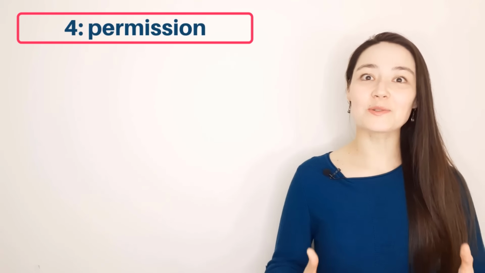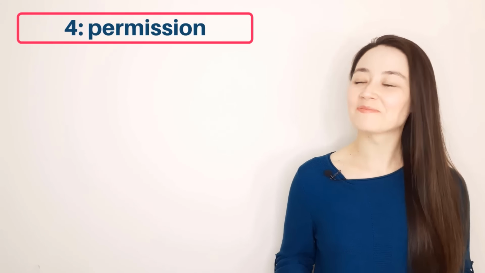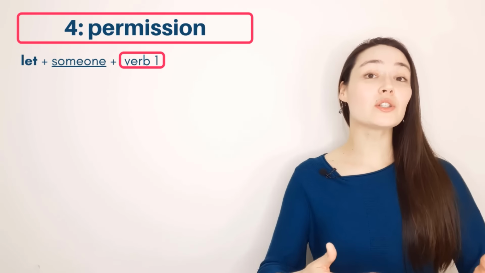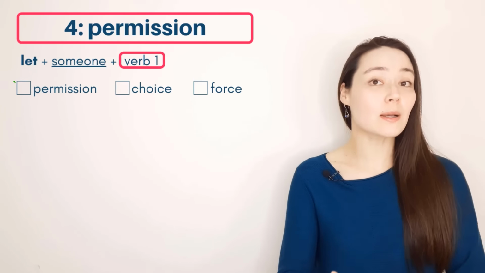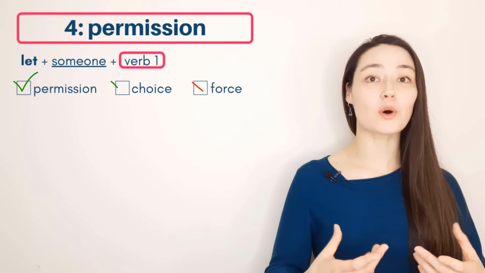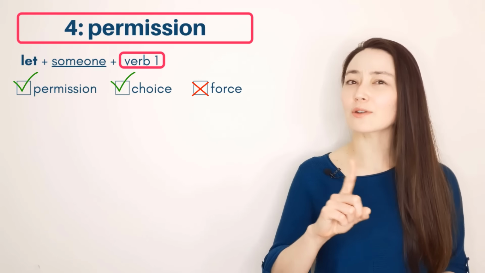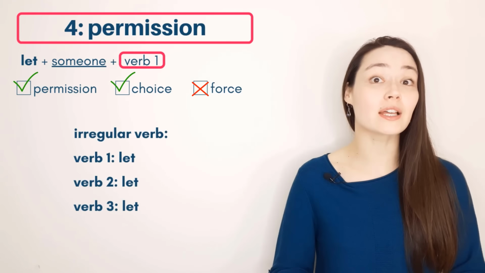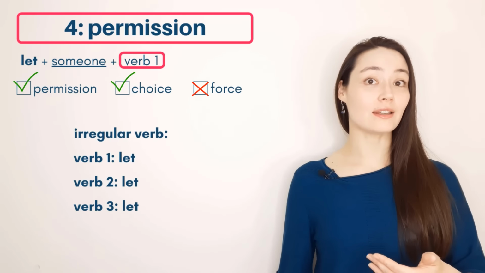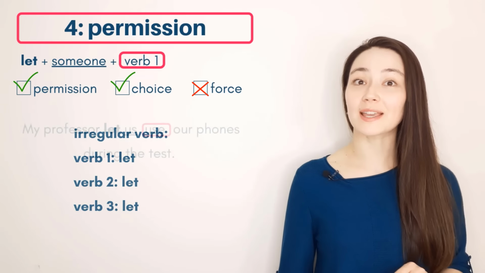Whew. Last one, let. We're almost done. Let someone do something. We're giving someone permission. We're giving someone a choice. And remember, let is an irregular verb. Let. All the forms are the same.